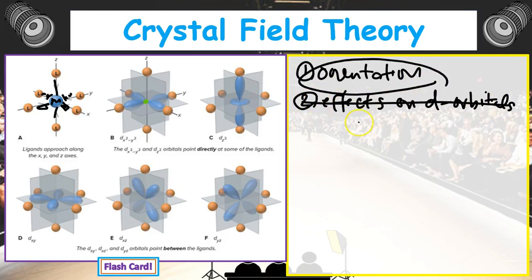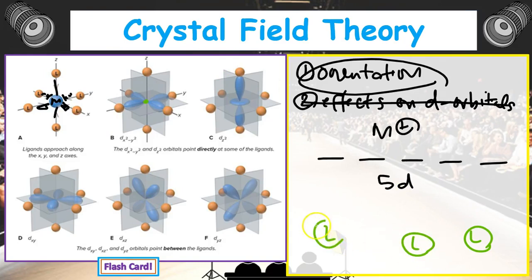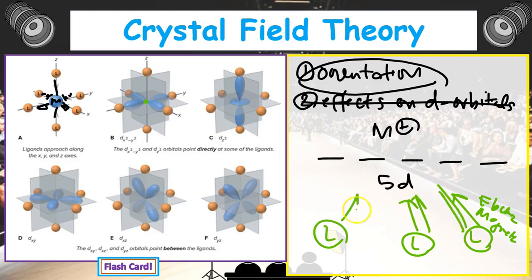Let's focus on orientation. So first, we're going to have our metal ion in the center, and we know this metal ion is going to have 5 d orbitals, okay? So there's our 5 d orbitals. Now, we also know that we're going to have different ligands that are approaching. Of course, there's 6 of them. I'm just showing them here. And these ligands are approaching, and they're going to have their own electrical fields or electrostatic charges, and they're also going to have their own magnetic fields, okay? So that's what we know there. And these magnetic and electrical fields are going to influence these 5 d orbitals.